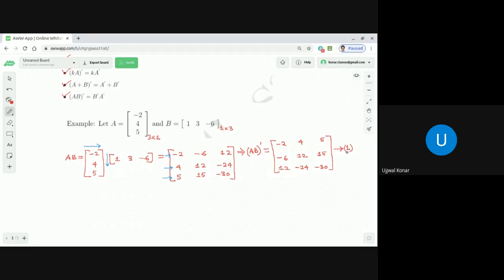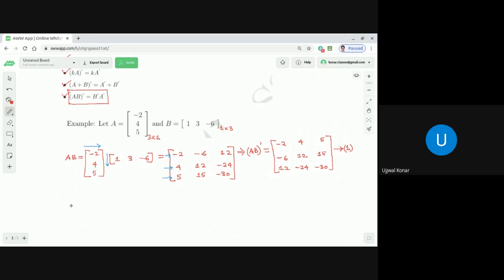So if you look at this, we get that (A into B) transpose is something like this. We give this as equation 1. Let me read row-wise. What we get is that (AB) transpose is -2, 4, 5; -6, 12, 15; and 12, -24, -30. All right. Now we are going to establish this property, to see how these properties work.